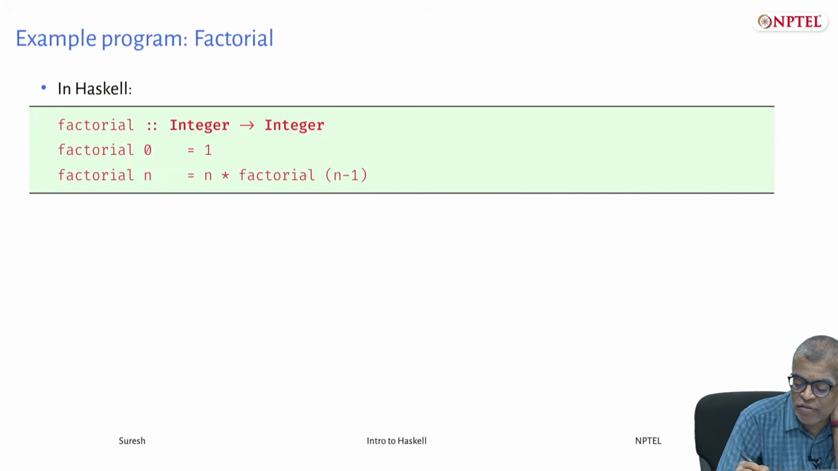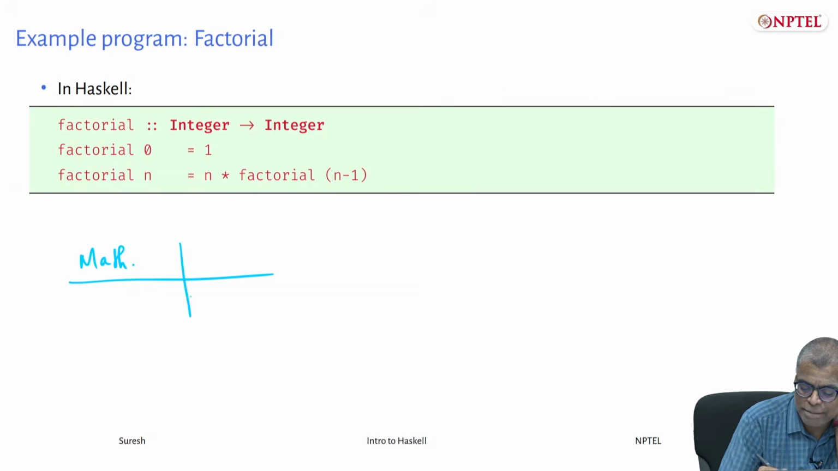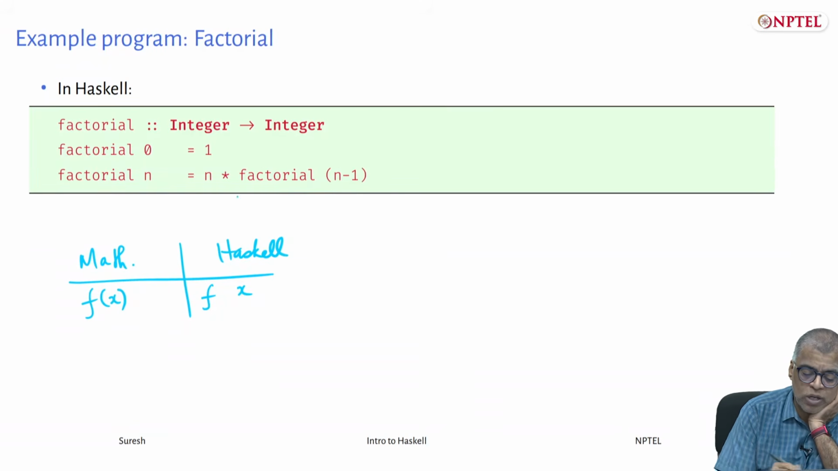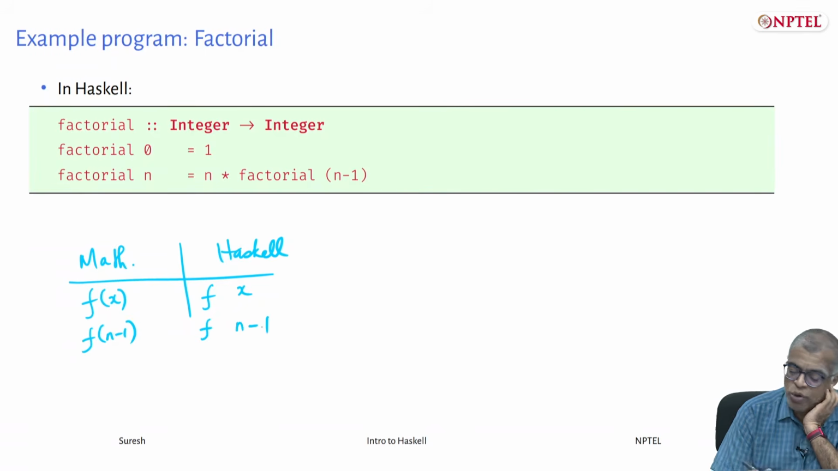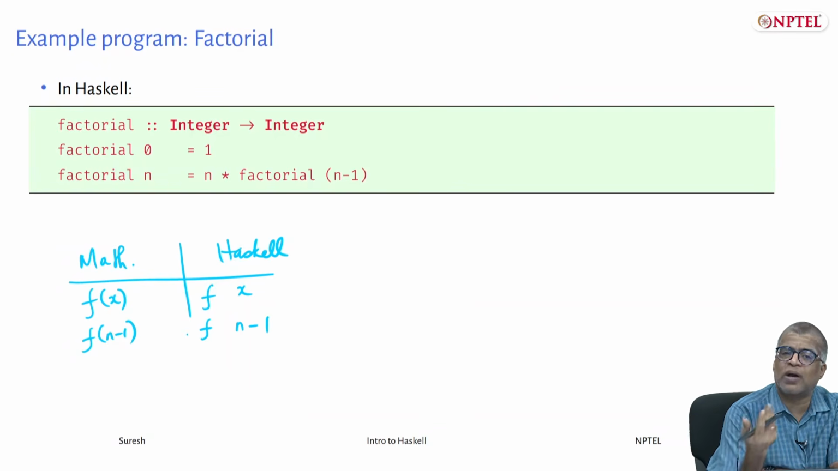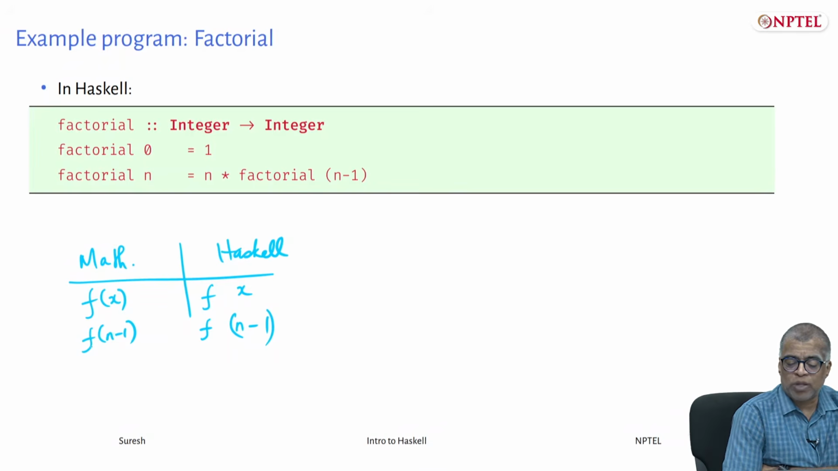So notice that you write factorial, recall that I said that you will write f x in Haskell rather than f with parentheses around x. But here you will notice that in math you would say f of n minus 1, but in Haskell you would say f space. You cannot say f n minus 1 because you are applying f on an expression as a whole, and that expression has to be inside parentheses. So in math you would write f and n minus 1 without the space, here there is a space.